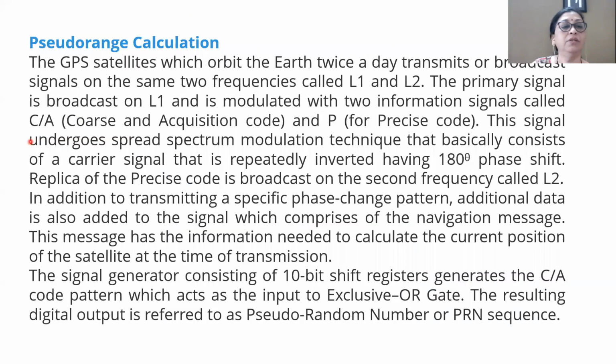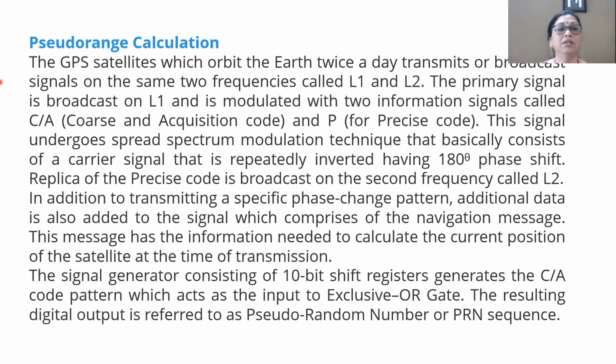Now the second process is called pseudo range calculation. Pseudo means it is false, as you know. We have studied in spread spectrum technique that pseudo random codes are used for transmission or reception. So it is a kind of modulation technique where the signal is added with a sequence of digital codes. So this type of technique is used in the GPS satellite system.